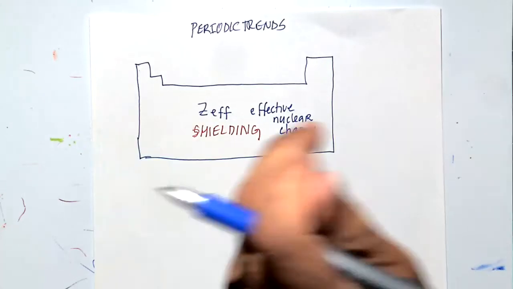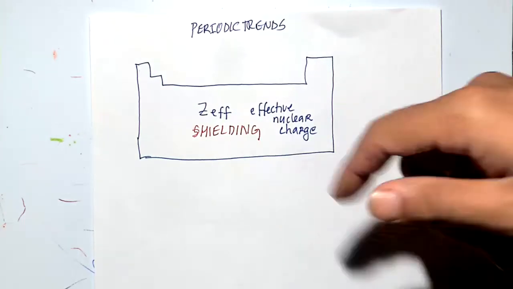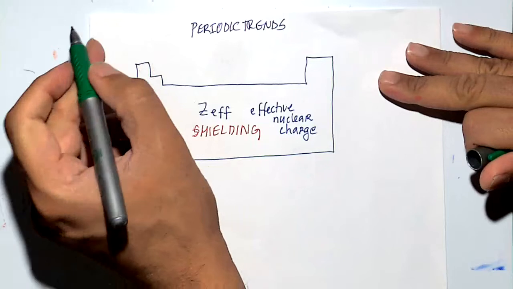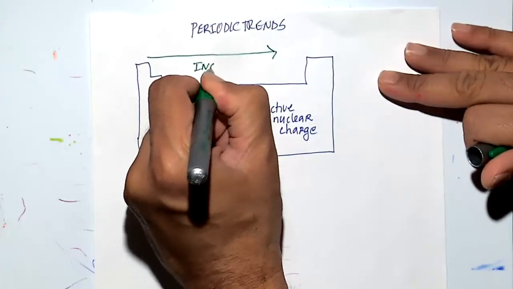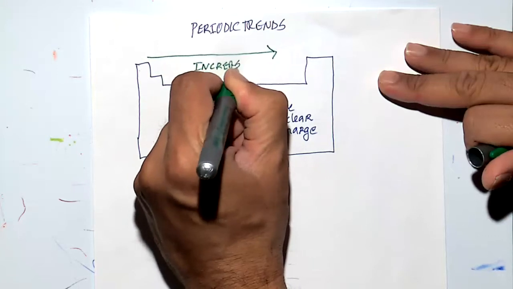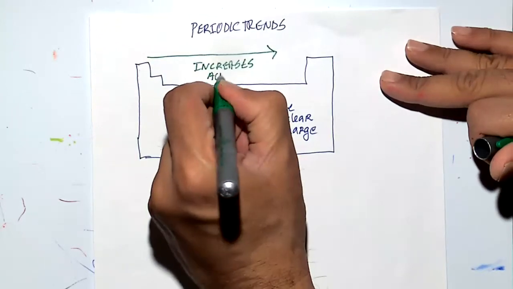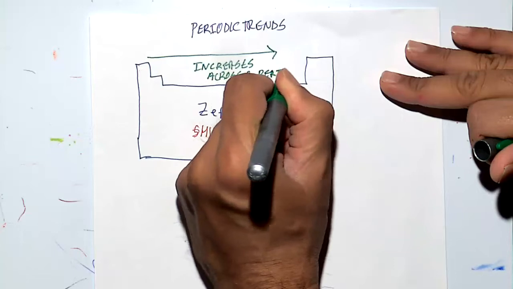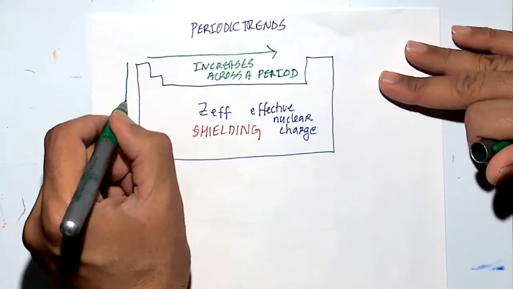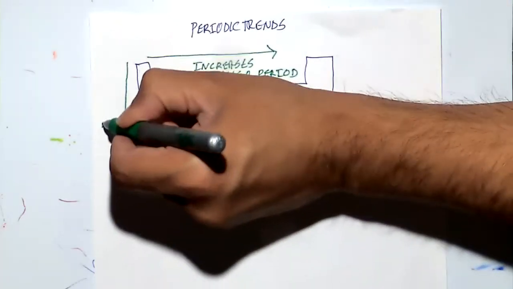So let me first give you the trend, and then I will explain it to you as best as I could. This Zeff, effective nuclear charge, also known as shielding, increases across a period. So this is our trend. Increases across a period. And then down a group, it also increases down a group.